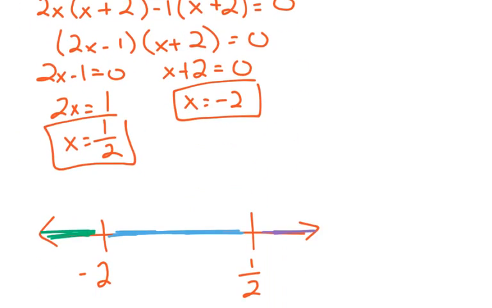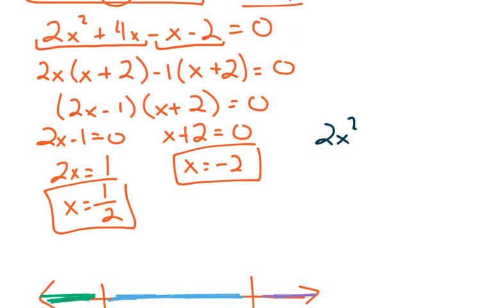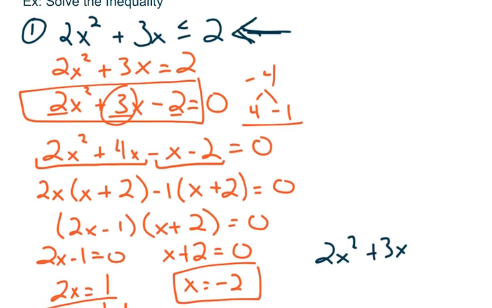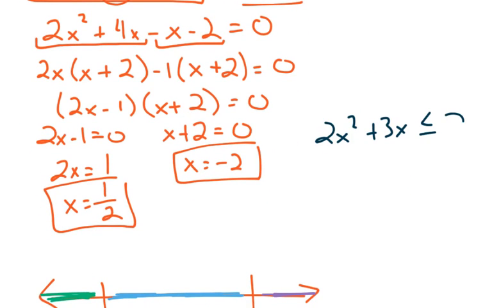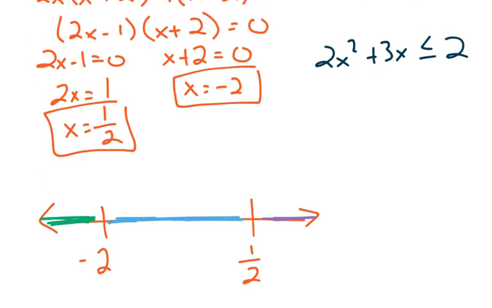So I'm just going to write it back up here: 2x squared plus 3x is less than or equal to 2. Let's start by choosing a number in the green interval, something to the left of negative 2. Let's test x equals, let's just try negative 3.